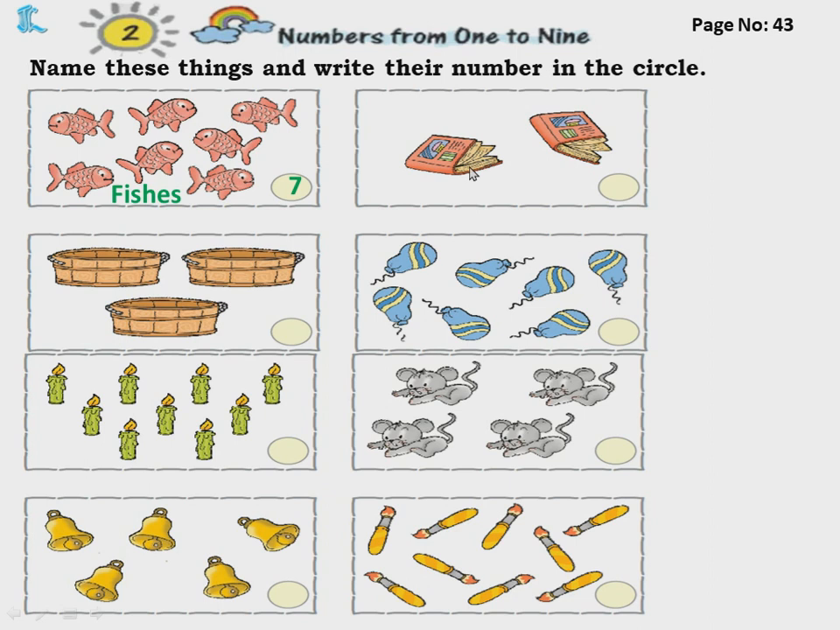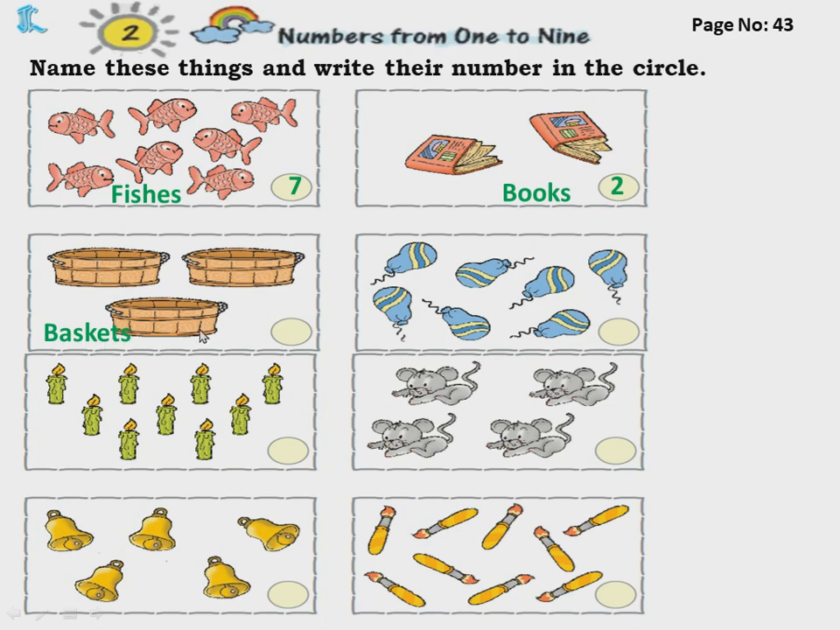Next, how many books are here? What are these? Books. So first name it. Books. B-O-O-K-S. Books. And how many are there? 2. 1, 2. Now here, what is this, children? Baskets. So we'll write B-A-S-K-E-T-S. Baskets. How many are there?